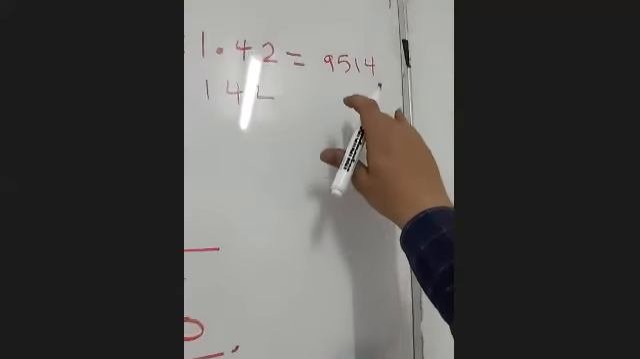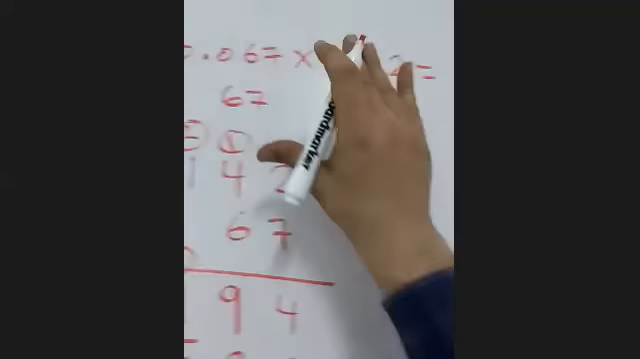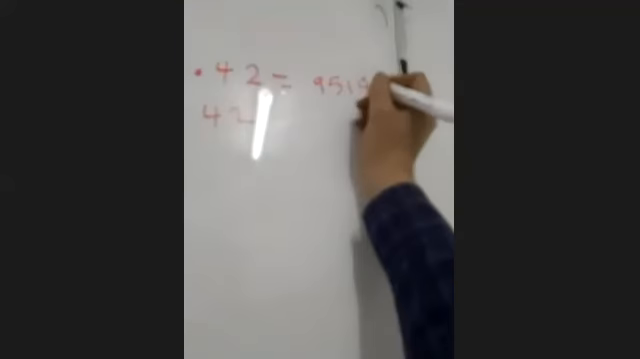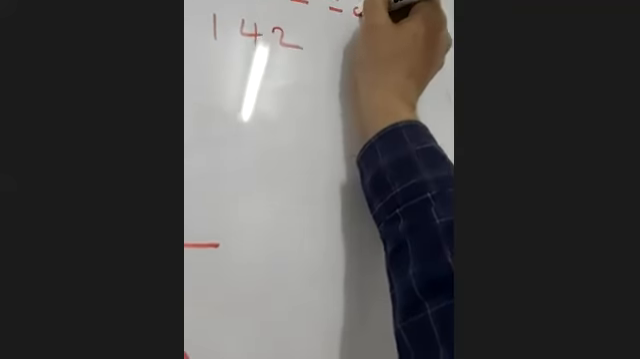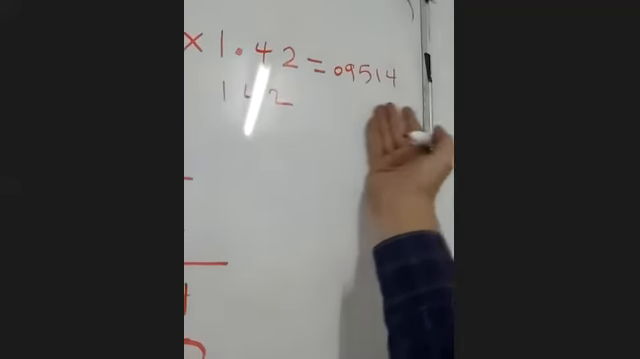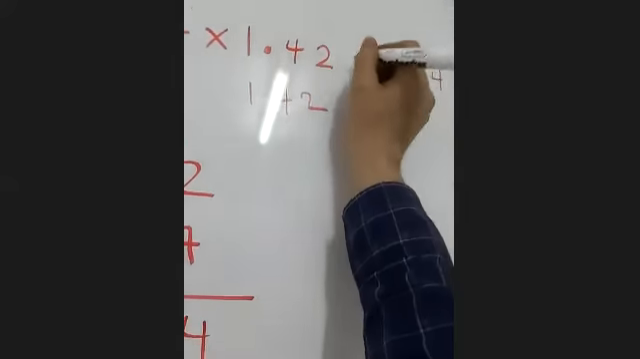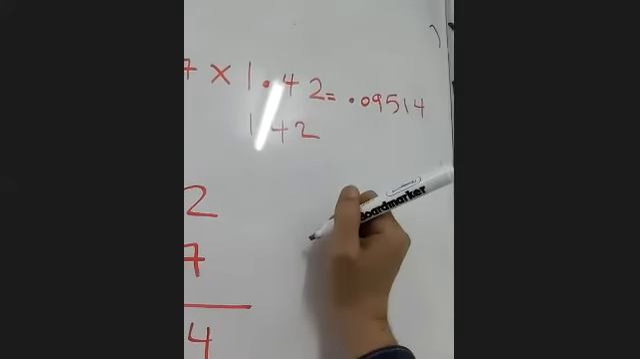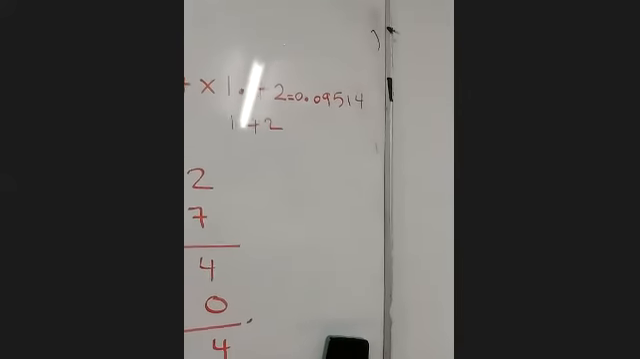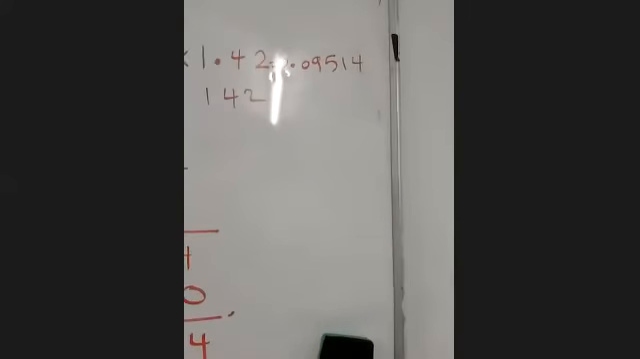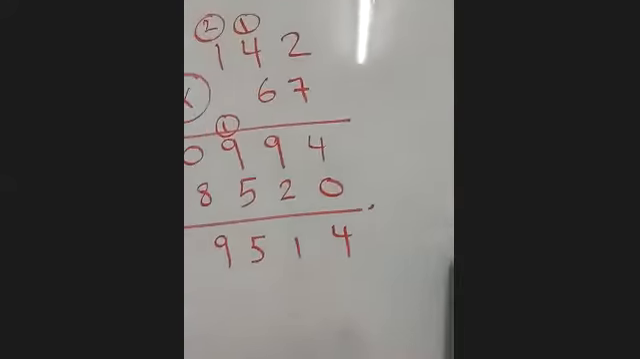So I'll go back to my answer, starting from the right, and count 5 digits as we did here. 1, 2, 3, 4. I need 5. So I add what here? 0 to make them 5 digits. Then I put my decimal. Now here we have empty space, fill it with 0. So what is the answer? 0.09514. Let's do another example about multiplication.